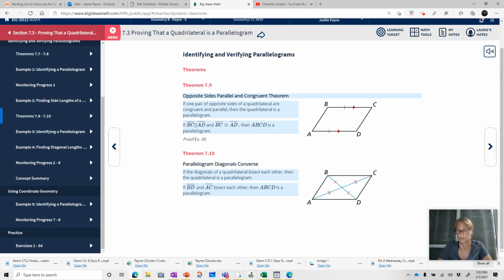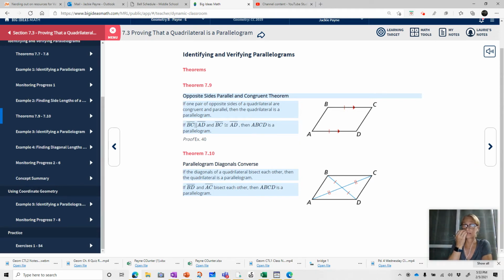And so you can prove that in other ways. There is an example, 40, that proves it in the book. Also, the parallelogram diagonals converse. If the diagonals of a quadrilateral bisect each other, then the quadrilateral is a parallelogram.